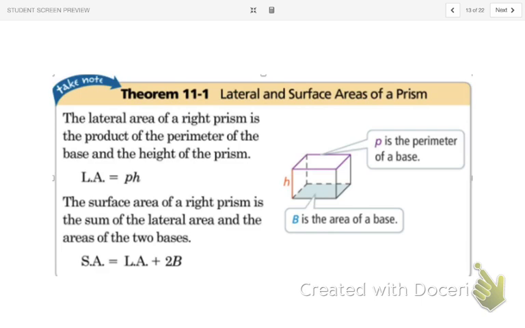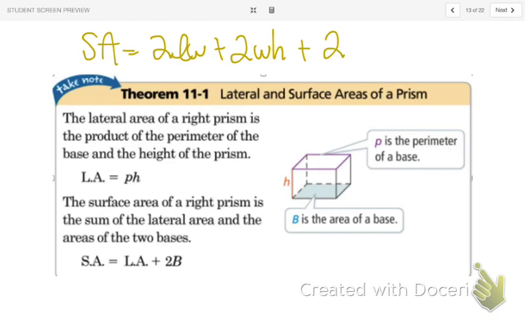So this one says the lateral area of a right prism is the product of the perimeter of the base and the height of the prism. And then the surface area of a right prism is the sum of the lateral area and the area of the two bases. So instead of writing this whole SA equals 2 times length times width plus 2 times width times height plus 2 times width times length, you get just this small equation.